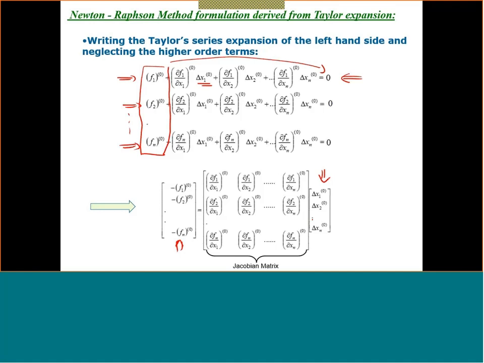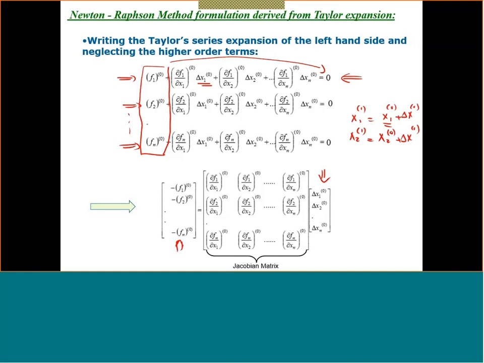And once I know the error, I will update my values. x1 of 1 is equal to x1 of 0 plus delta x of 0. I will get this from this equation, and this is my previous guess. I will update x2 as well. x2 of 1 is equal to x2 from the previous plus delta x of 0.